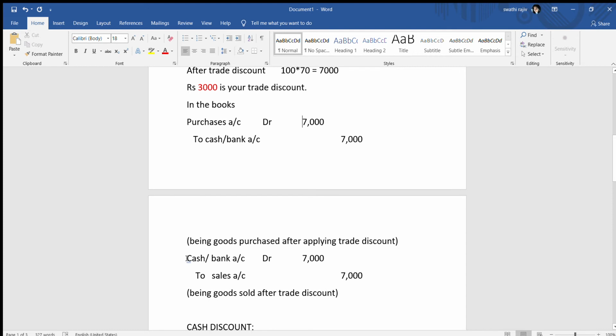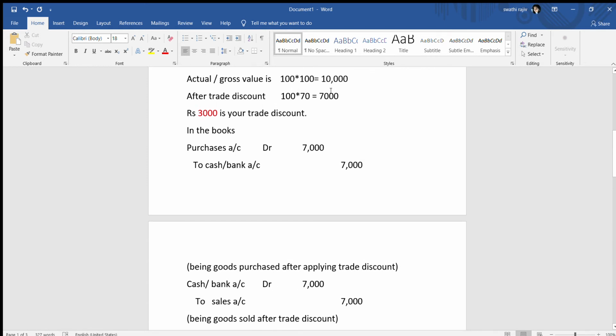Now suppose you're selling goods, what is the value then? That is cash or bank account, you're receiving cash when you're selling, to sales. What is the amount again? It will only be 7,000 and not 10,000.